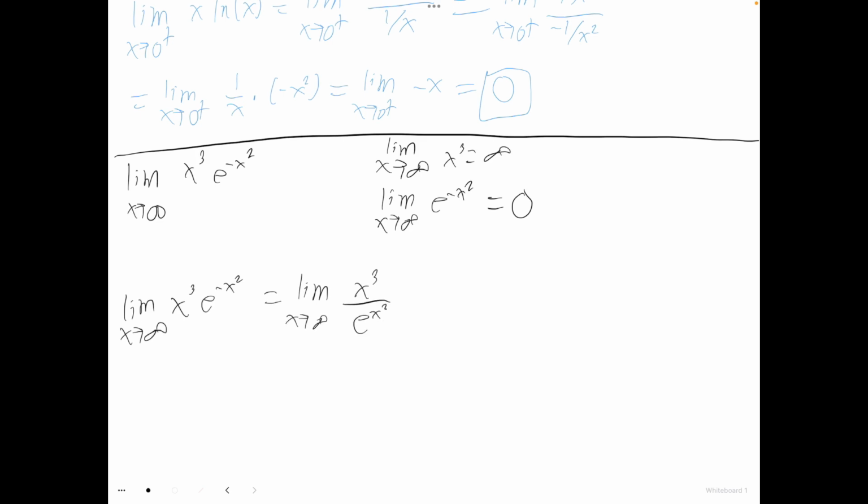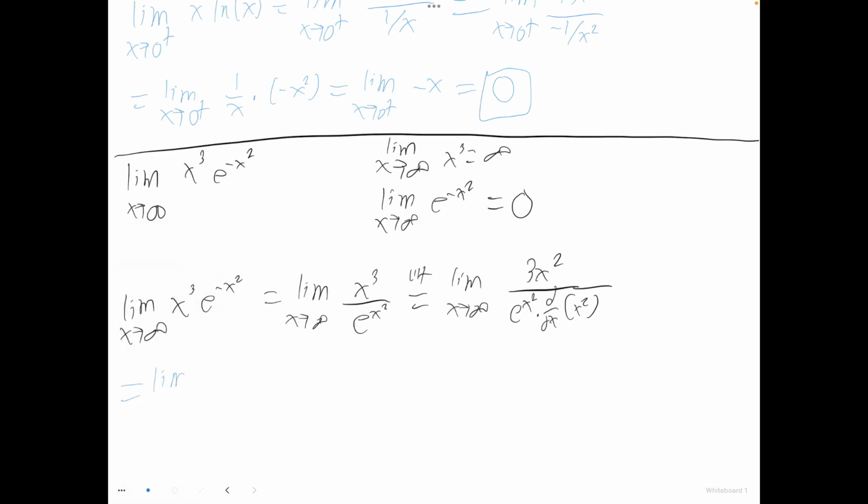Okay, now this is an infinity over infinity form. So using L'Hopital's rule, we have the limit as x goes to infinity. The derivative of x cubed is 3x squared. Then the derivative of e to the x squared, well, we have to use the chain rule. So it's the derivative of the outer function, which is just e to the x squared, times the derivative of the inner function, which is the derivative of x squared.